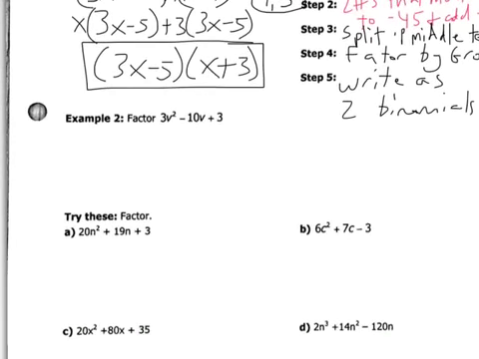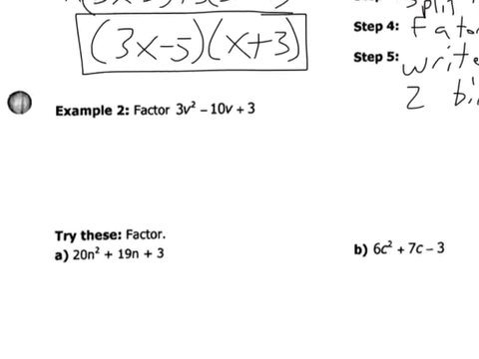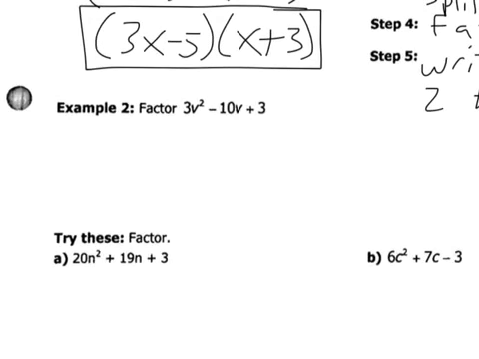Let's take a look at example 2 here. We're not going to do all of these because they do take some time. So step 1, we're going to multiply a and c together. And we get 9. That's why it's called the AC method. Now I have to find two numbers that multiply to be 9 and add up to negative 10.